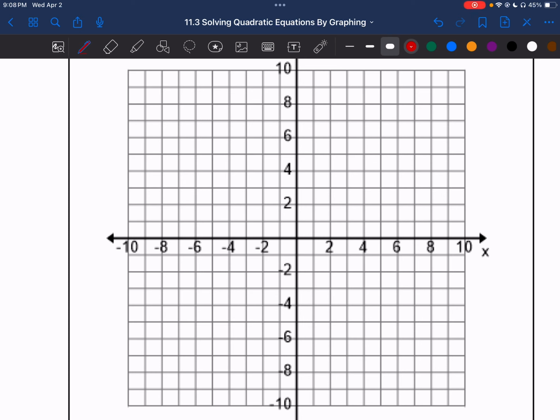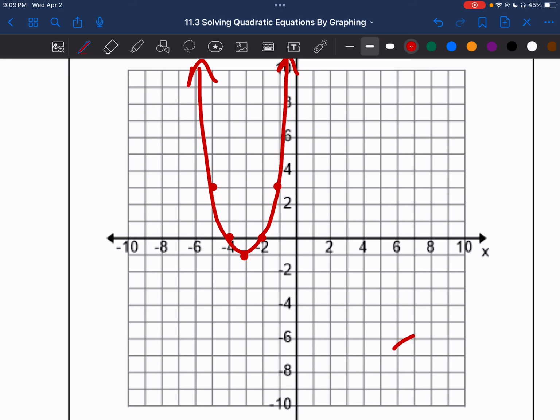So we start off, and I'll read them off to you. Our first point is at negative 5, positive 3, so we go left 5 and up 3. Our second point is at negative 4 and 0. Our third point is at negative 3 and negative 1. Our fourth point is at negative 2 and 0. And our fifth point is at negative 1 and 3. Right? And so now we can draw in our curve to match our graph.